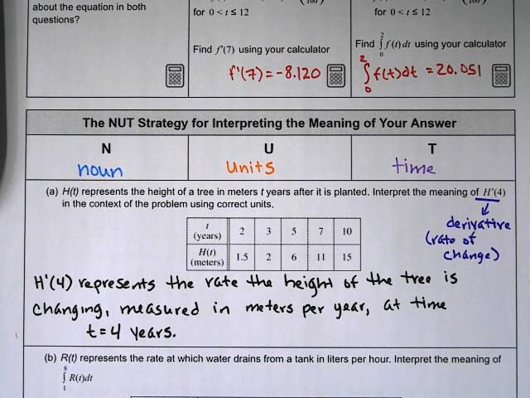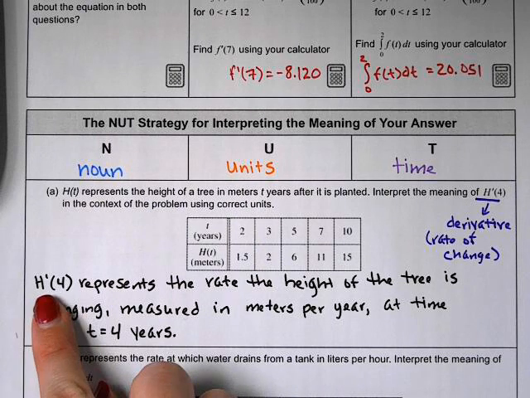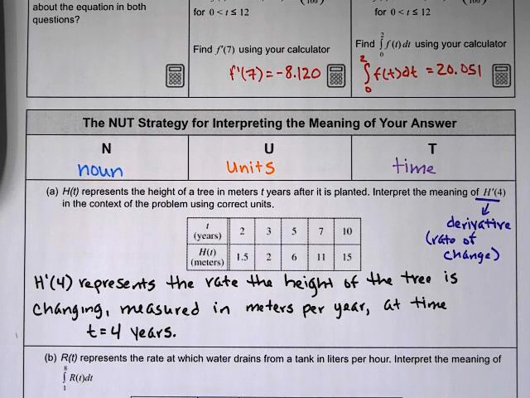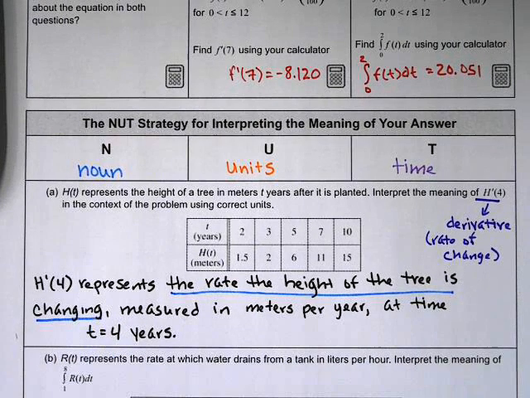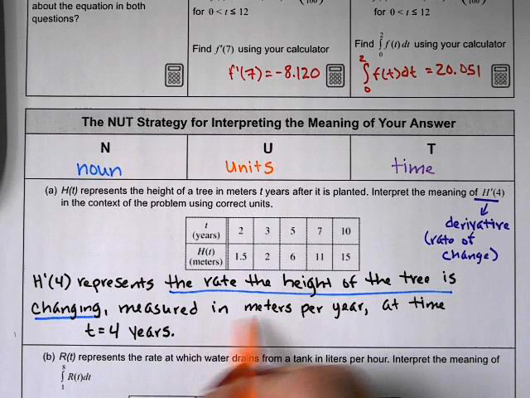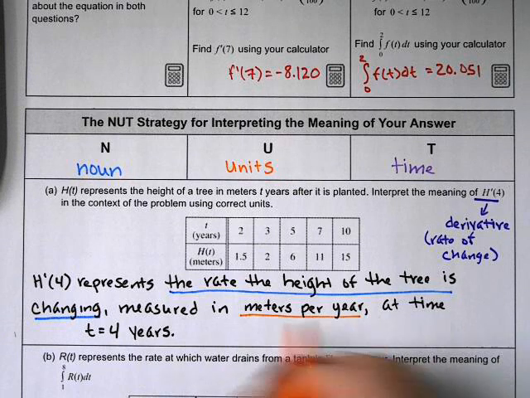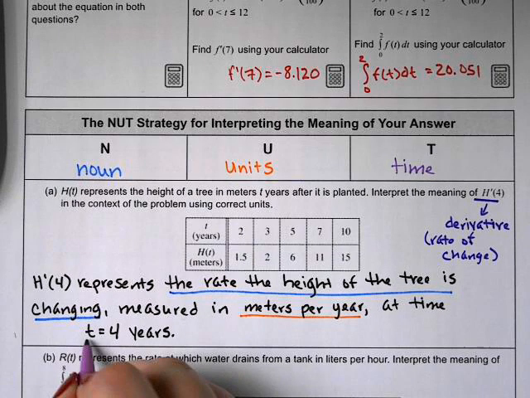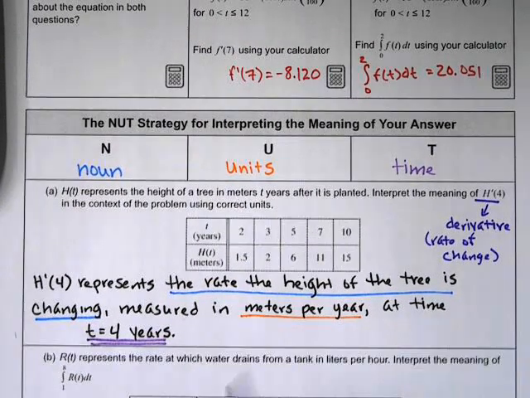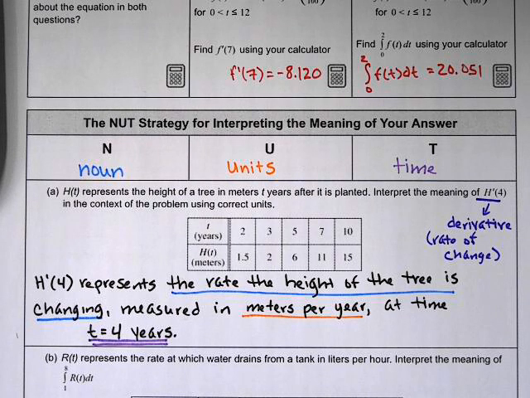All right, and so when we write our explanation, h prime of 4 represents, here's your noun, the rate the height of the tree is changing. That's the thing that we're finding when we do h prime of 4. And then what are we measuring it in? We're measuring it in meters per year. There's your units. And then we want to talk about when are we doing it? Well, we're doing it at time t equals 4 years. So those are the three things that always have to be here: the noun, the units, and the time.